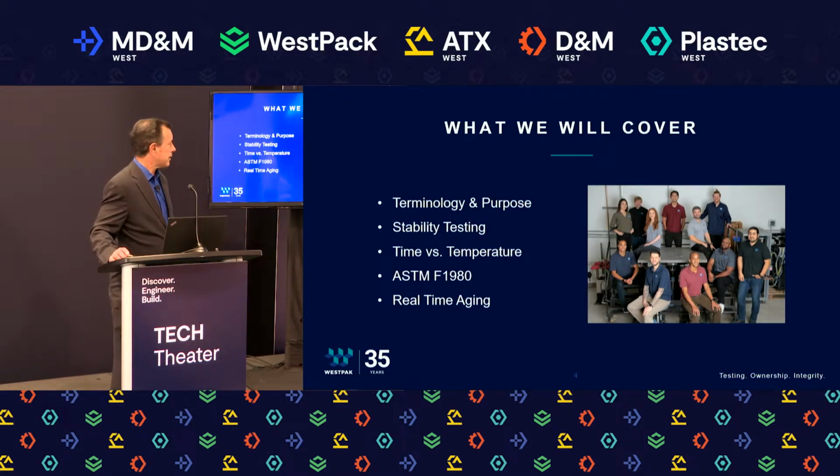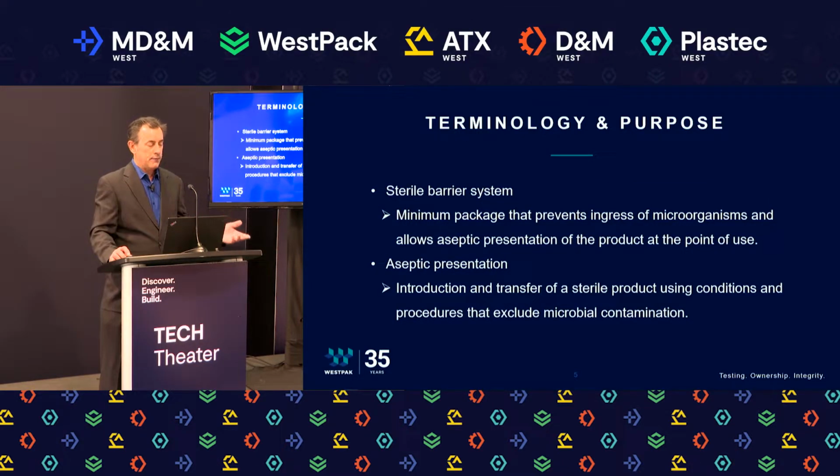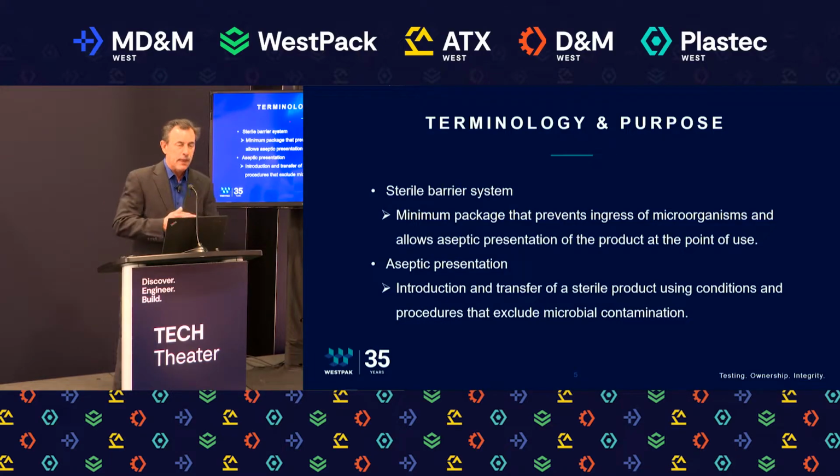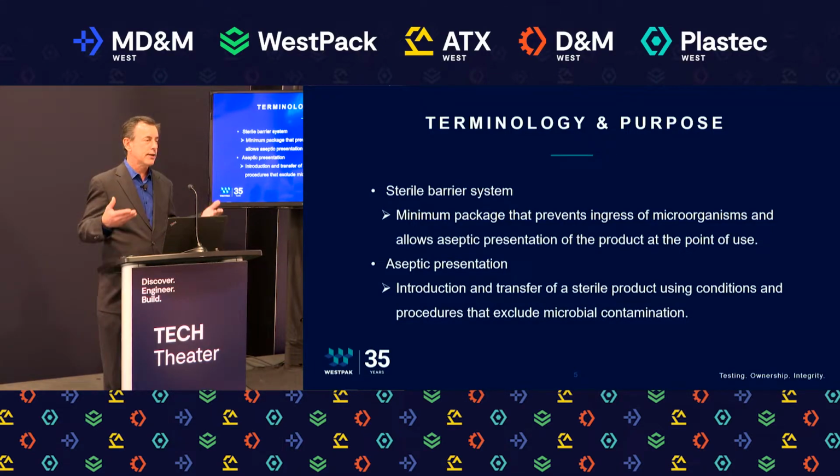So this presentation today is going to cover a little bit about terminology. We're going to talk about stability testing, which is what we're really discussing today, relative to real-time, time versus temperature, and of course we're going to cover the changes in ASTM F1980. We're talking about our sterile barrier system, and it's important to understand that when we're talking about the sterile barrier system, we're talking about the packaging itself, so that's what we're going to define that as. We're also going to talk about the product, and that's a defining moment in this new standard.